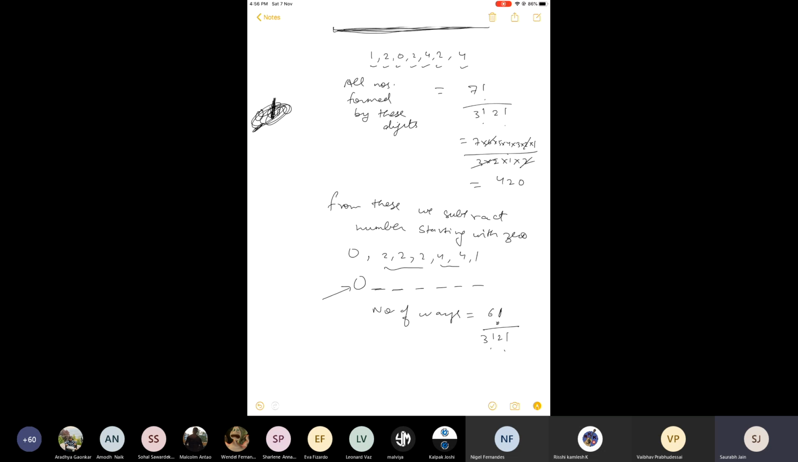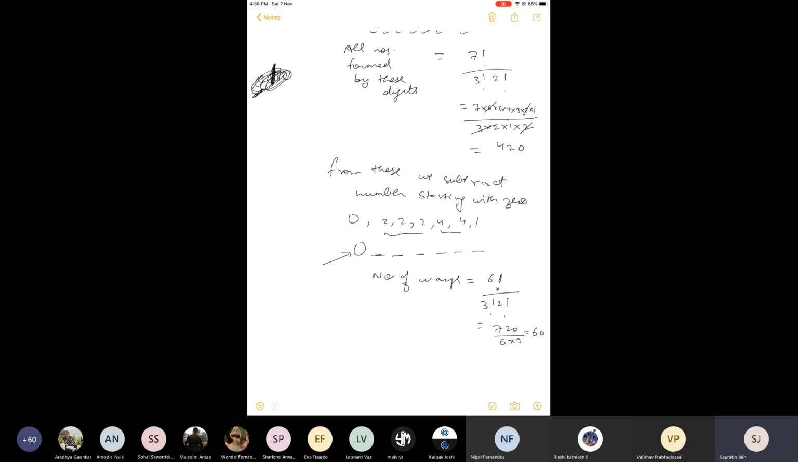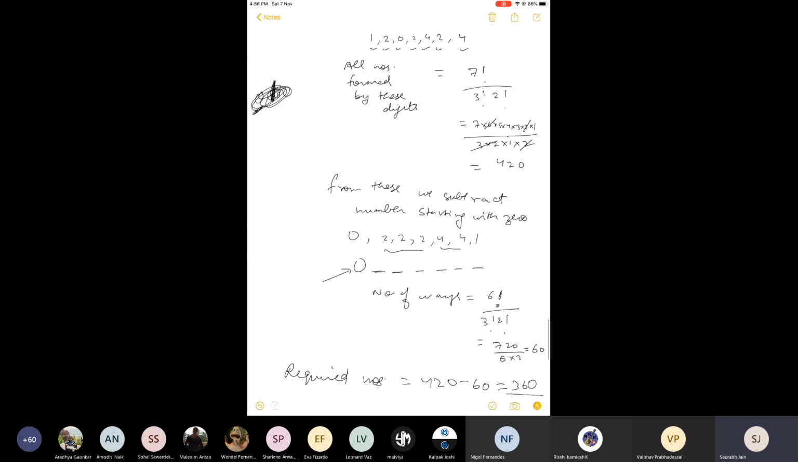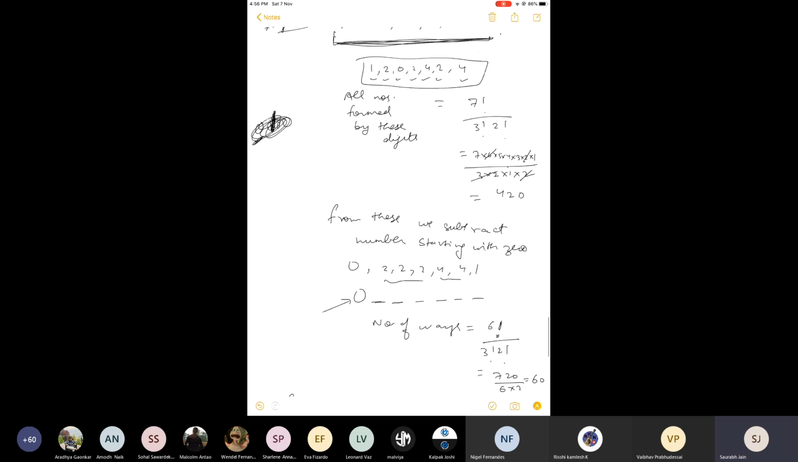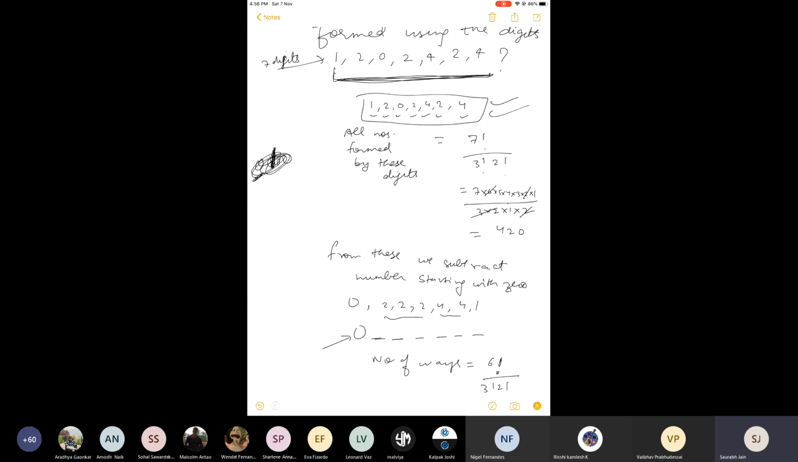3 2s are there and 2 4s are there. So this will be 720 by 6 into 2, so 60. 60 will be subtracted. So our required numbers will be 420 minus 60, 360 will be the answer. So this is absolutely correct. Because what he said is, first let us find all the possible numbers which can be formed by these digits, and out of this total, let us subtract those numbers which start from 0.